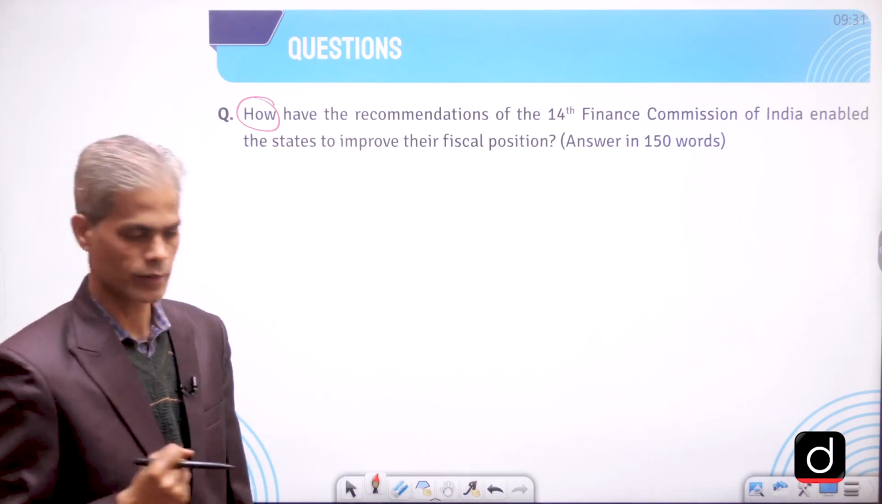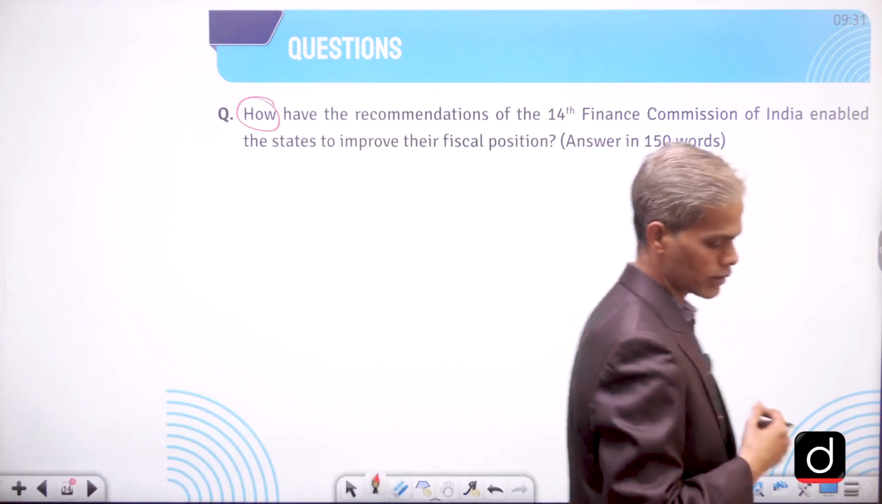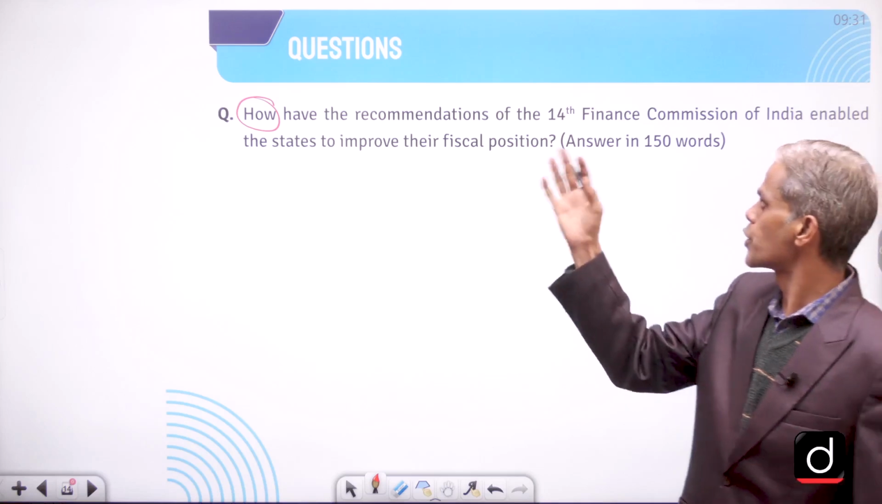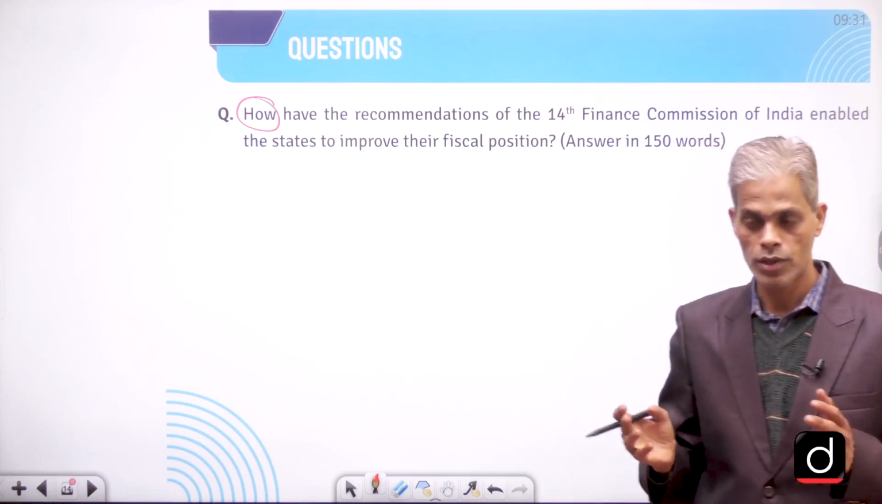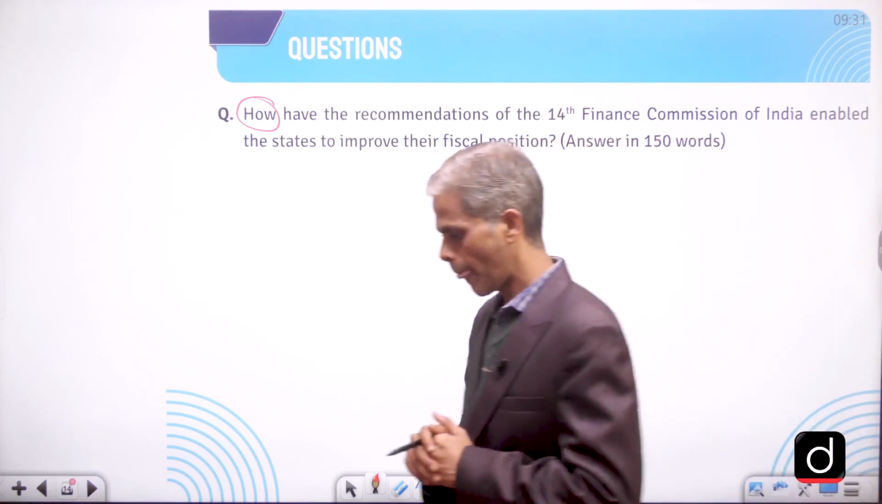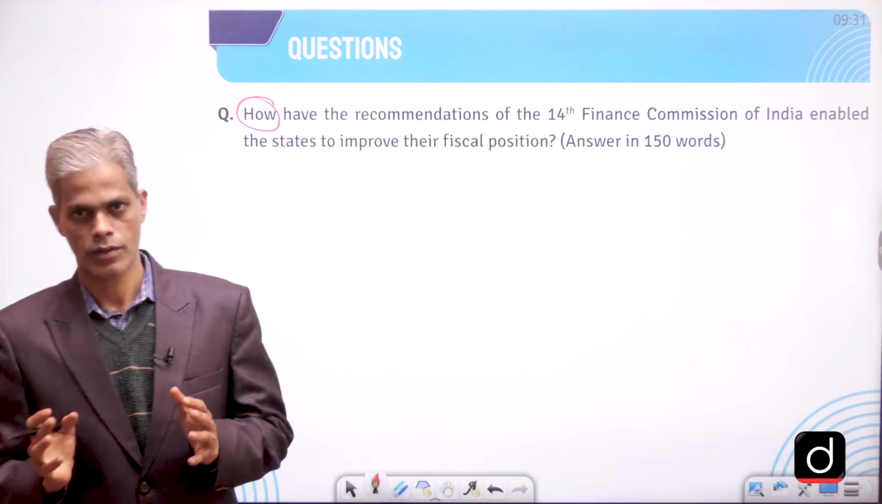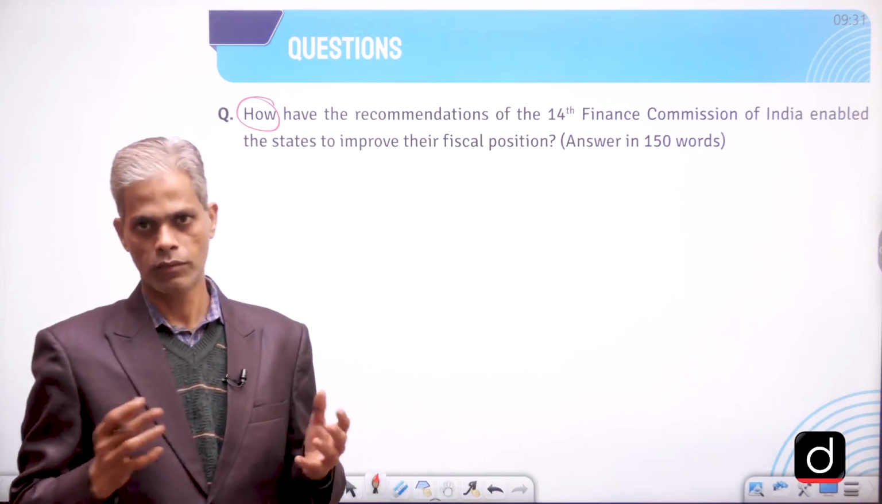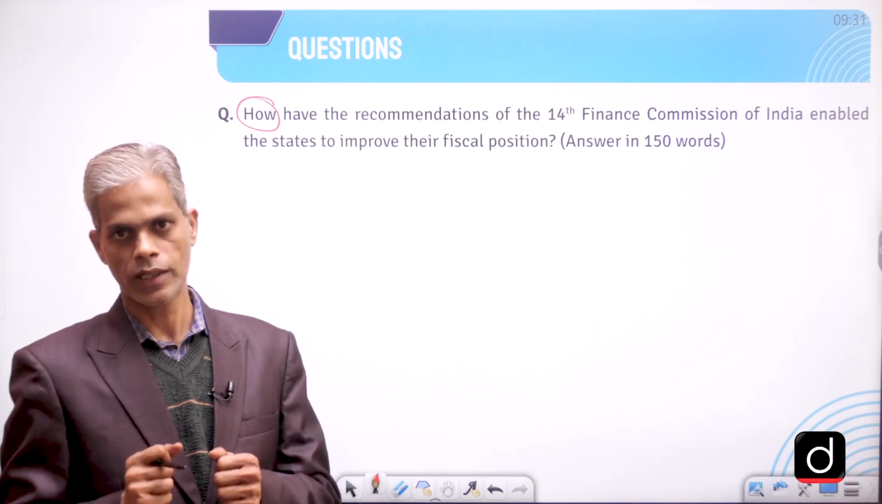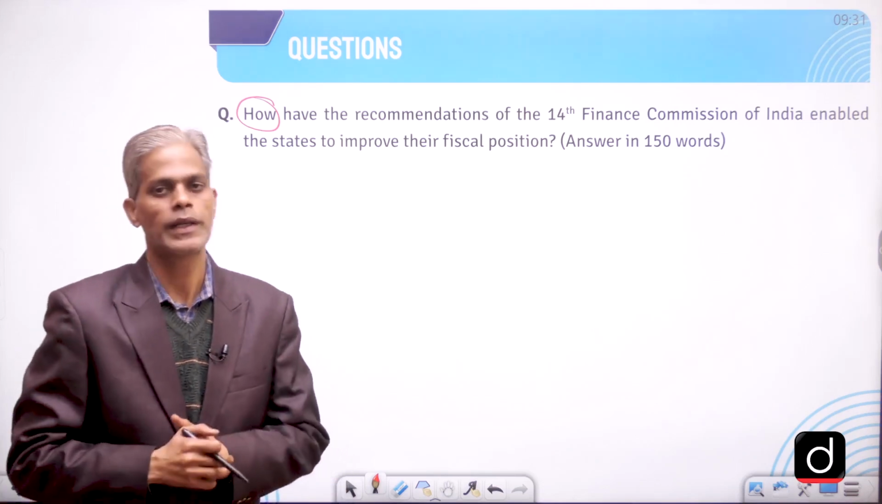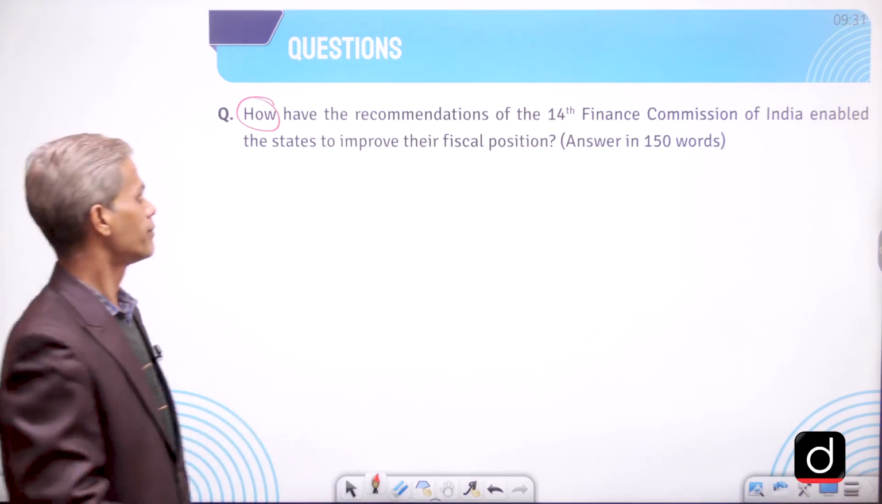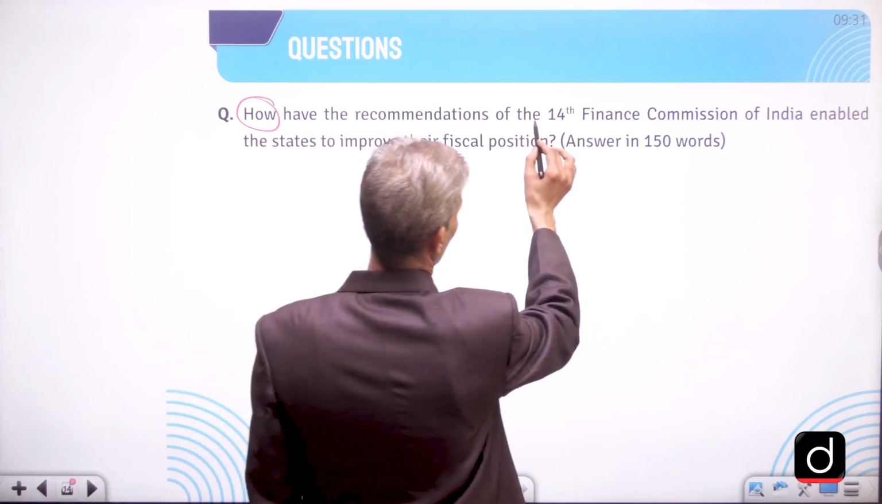It's a good thing, because had it been the wording "critically analyze the recommendations of the 14th Finance Commission", the questions would have turned into some of the most difficult questions. But since how, what, when, why, where, these kinds of keywords appear in the question, celebrate it. So here, how have the recommendations of the 14th Finance Commission?